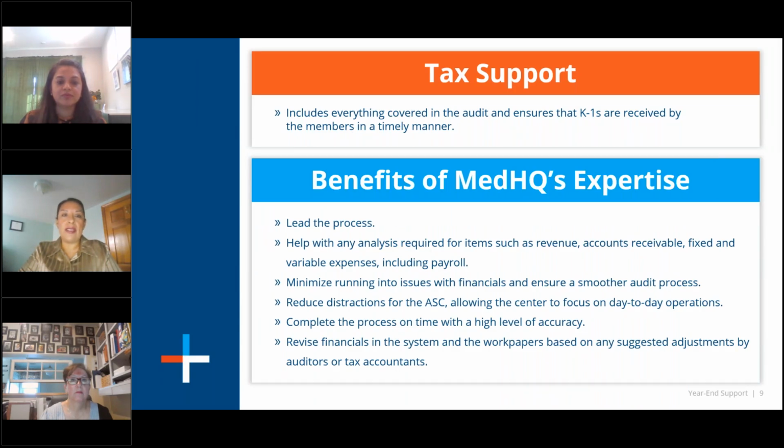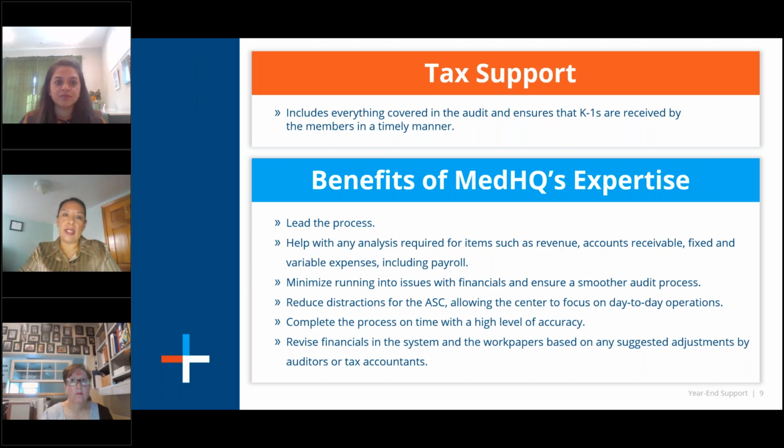For tax support, it's very similar to our audit review process. It typically follows the same timeline, and the audit firm is usually responsible for also preparing the tax returns. That makes it a little bit easier for us because we've already provided the work papers, and the tax preparers use that for the tax prep as well. Normally, the audit is completed first, and then the tax preparation follows. And we make sure that all the members receive their K-1s in a timely manner in order for them to file their personal return.